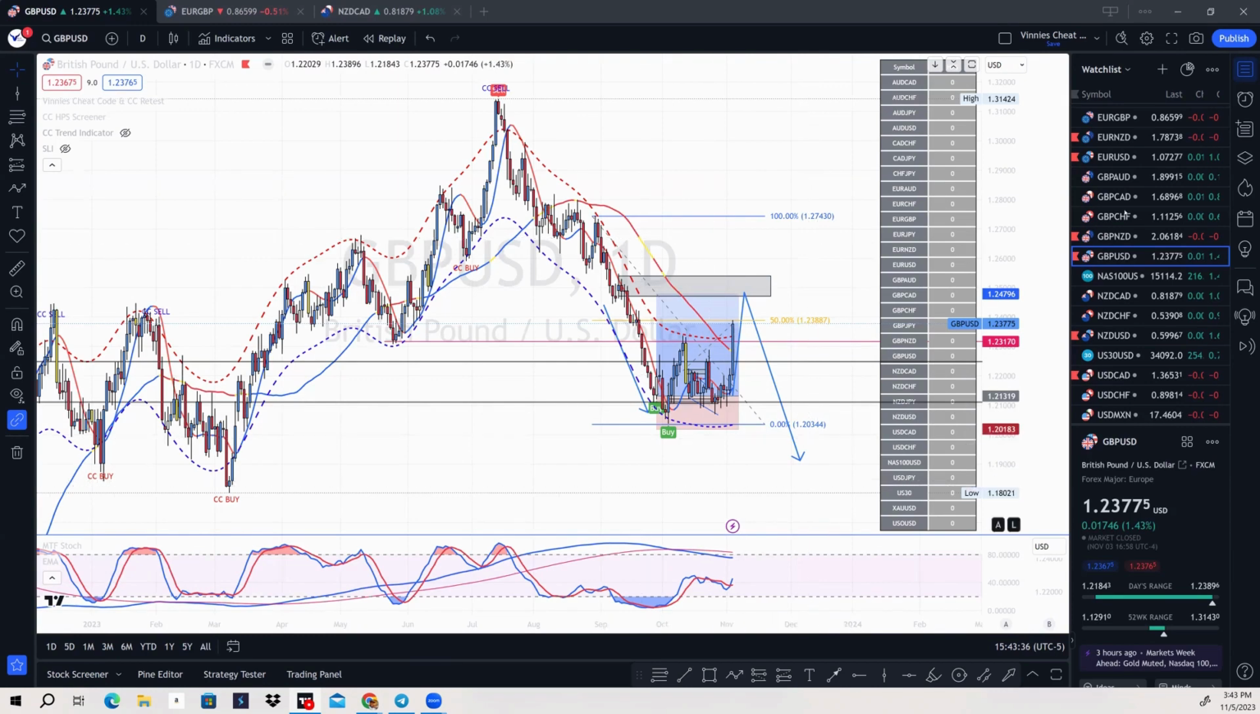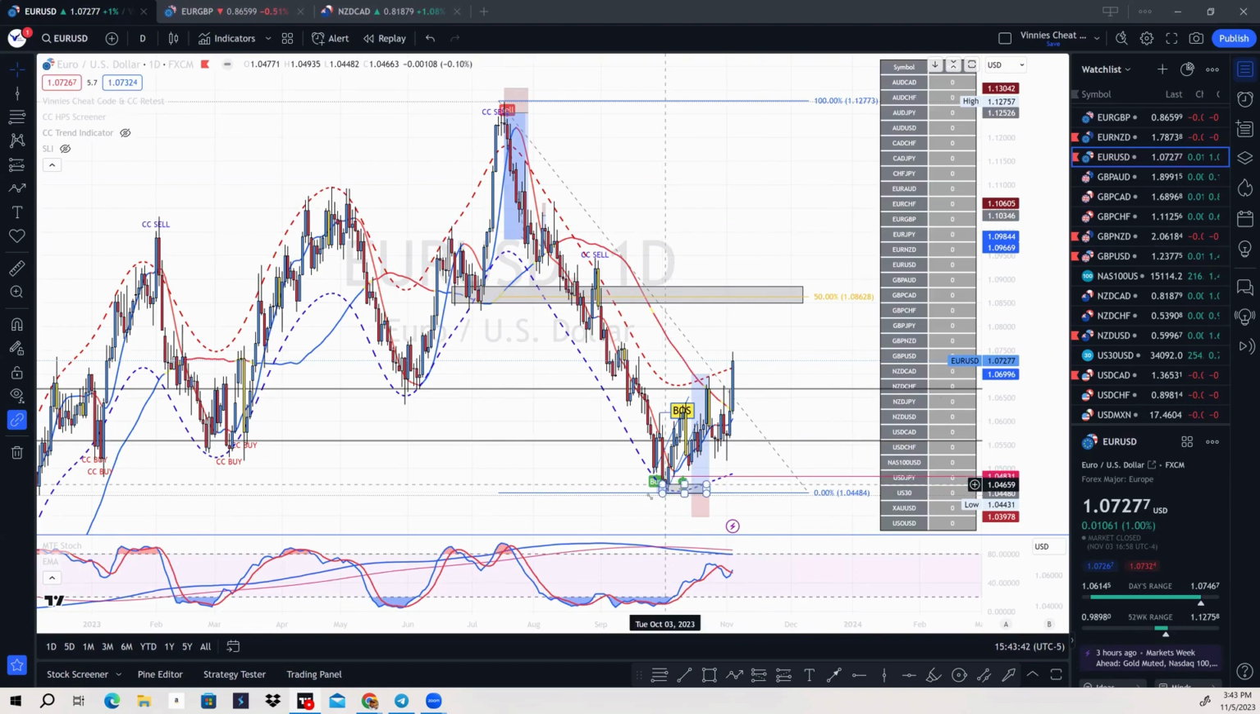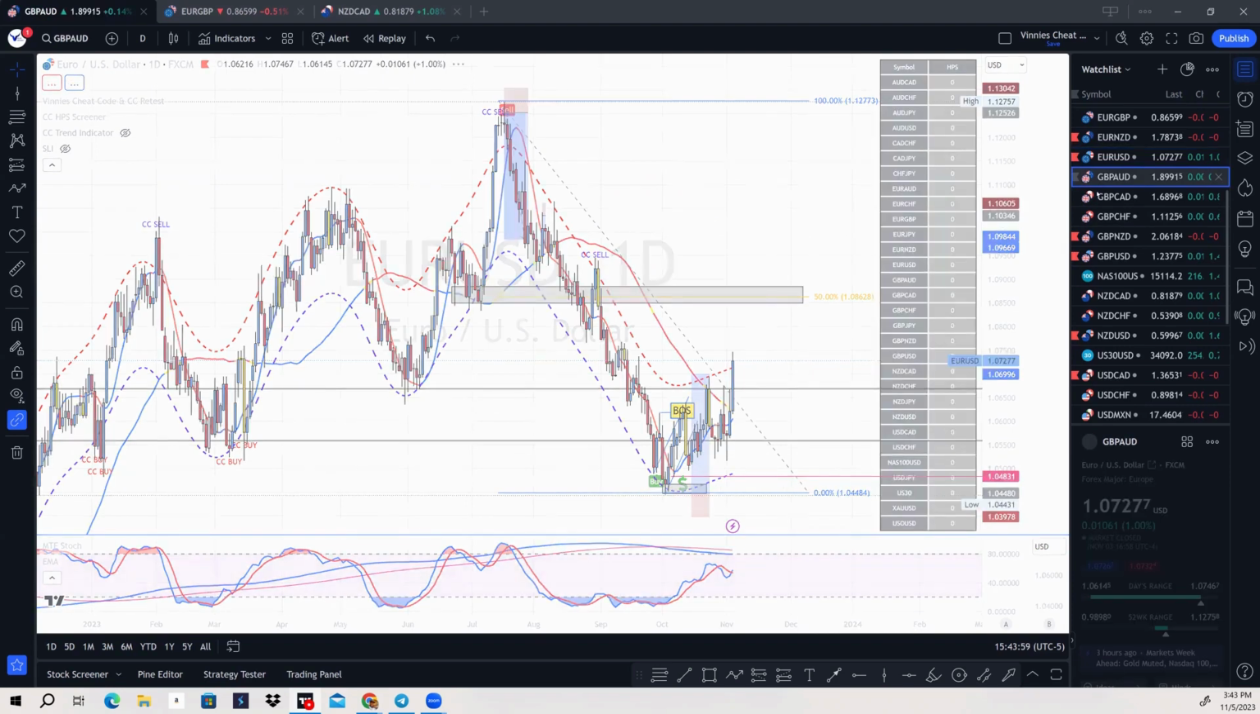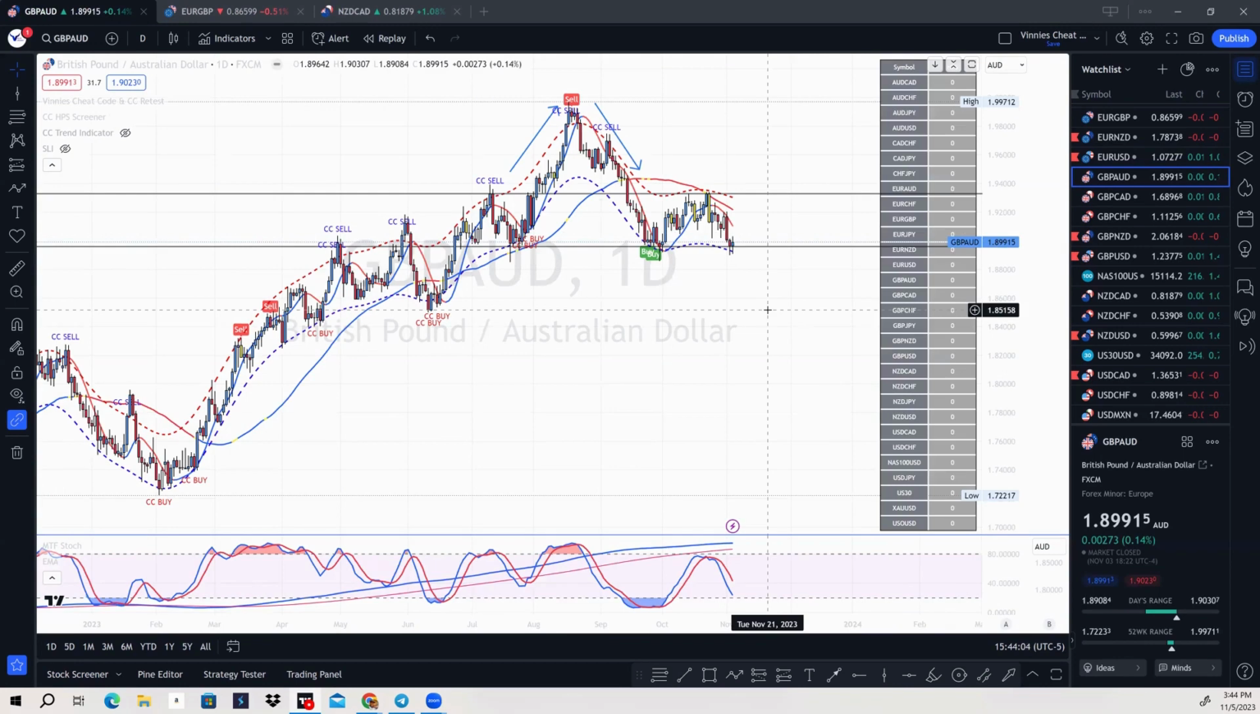Okay, now Euro USD, again, I told everyone to buy since the beginning of October. Price has been heading up. I am looking for price to reach this area here before we get a rejection on EU. Okay. GBP AUD, same exact scenario. I'm looking for price to continue lower, just like EA.